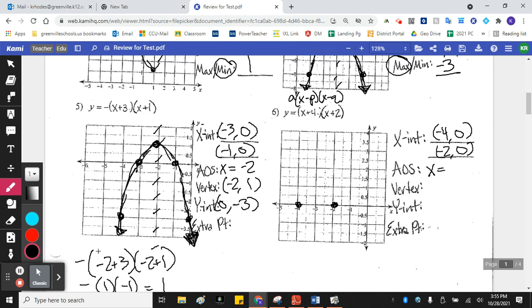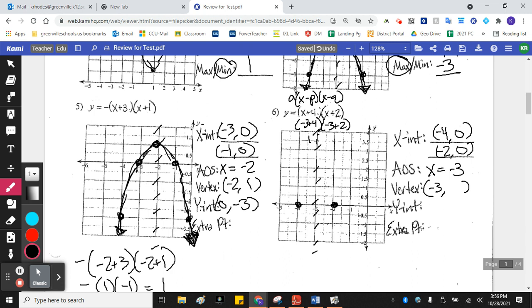Quadratics are symmetrical. So after you draw your two x-intercepts, the line in the middle is your axis of symmetry. Your axis of symmetry is always the x of your vertex. So we're going to do negative 3.